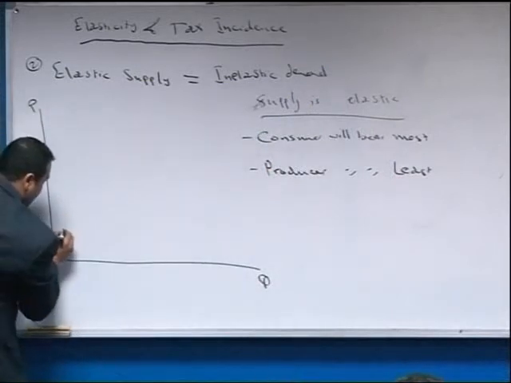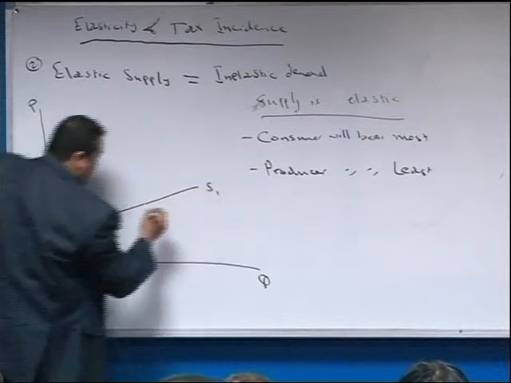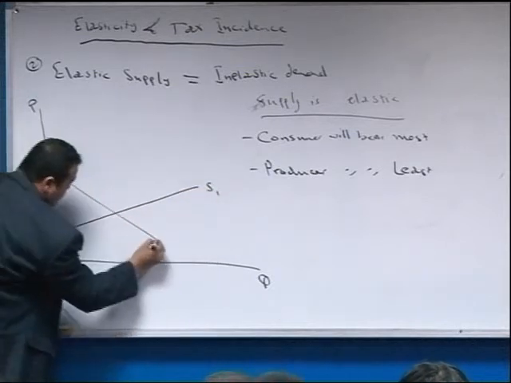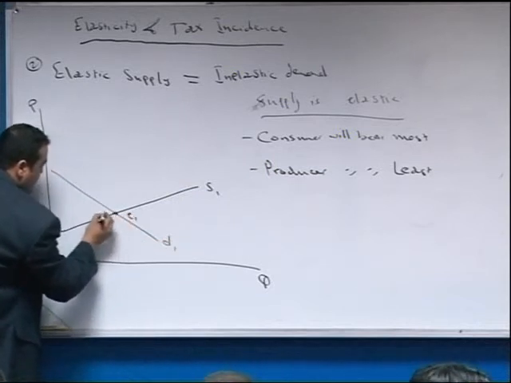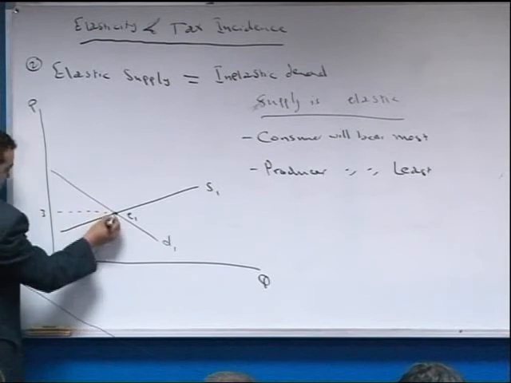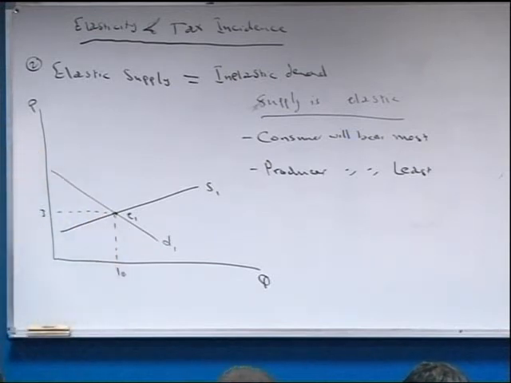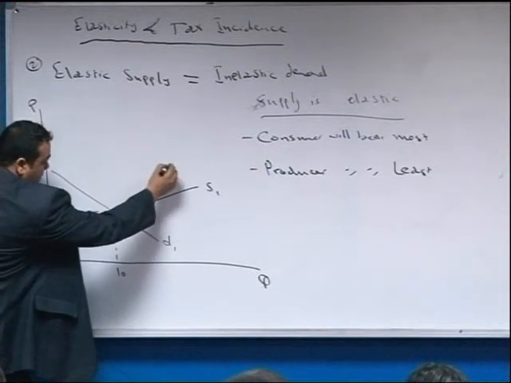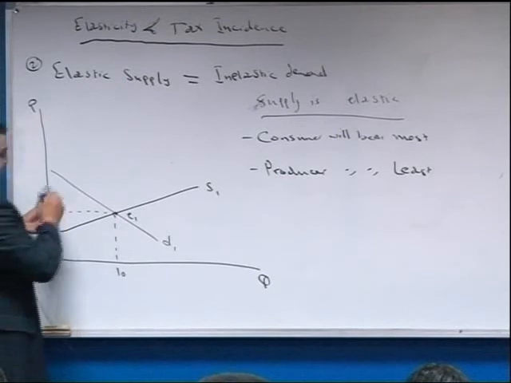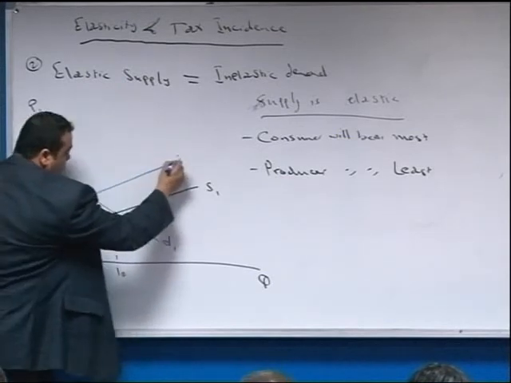Supply is elastic, S1, and this is the demand curve, D1, E1, price is 3, quantity 10. The question is, when the government imposes a tax of $1, there is a leftward shifting of the supply curve to S2.